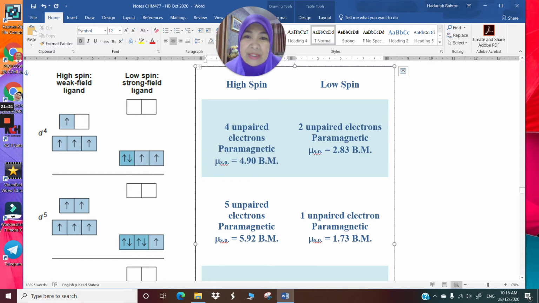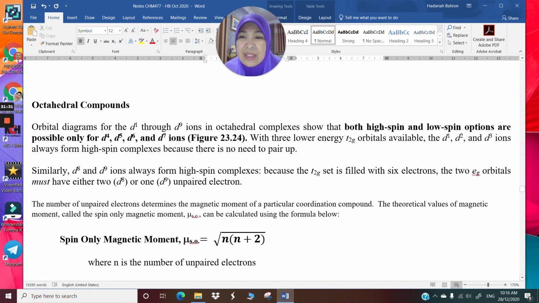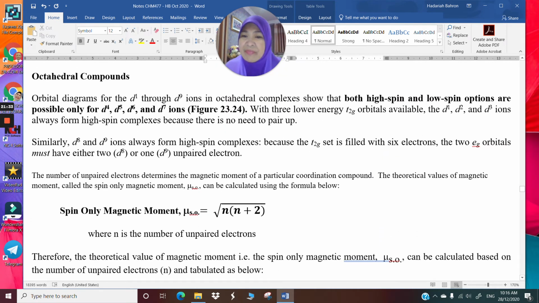New SO is magnetic moment for spin only. So how is that calculated? So let me explain to you how is that calculated.